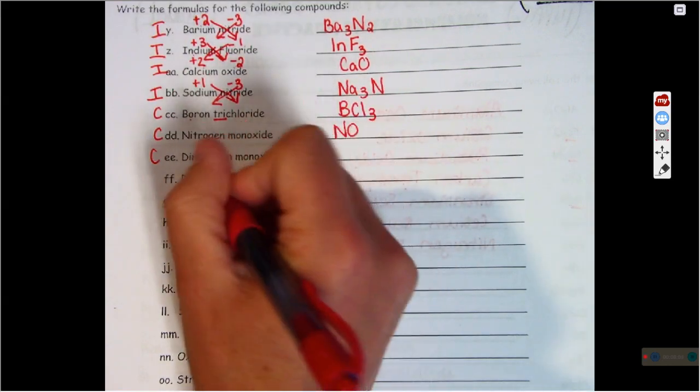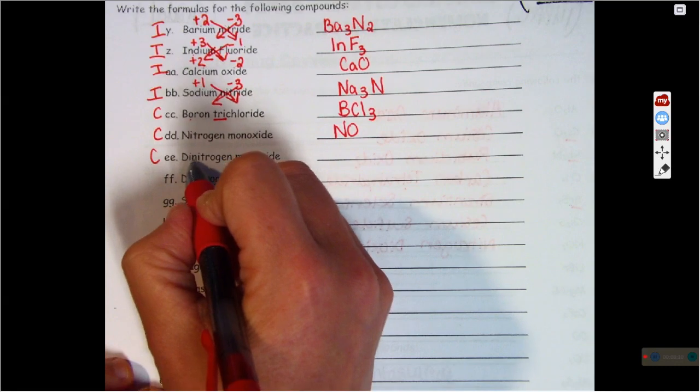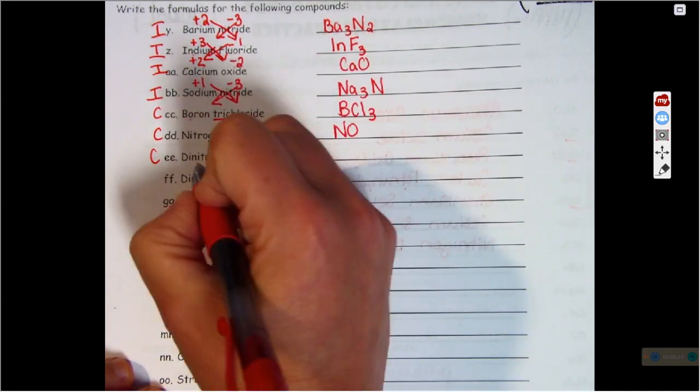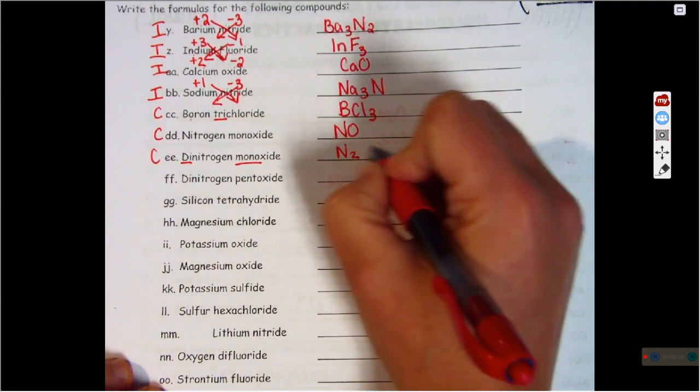Covalent here, nitrogen and oxygen. I see a prefix. There will never be a prefix in an ionic bond. So dinitrogen monoxide means I have 2 nitrogens. Look back at your prefixes if you don't remember that. And monoxide means 1 oxygen.